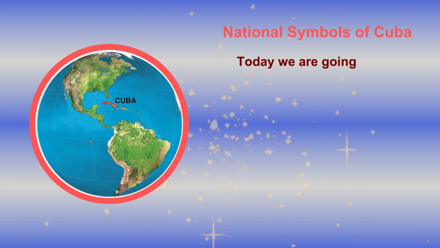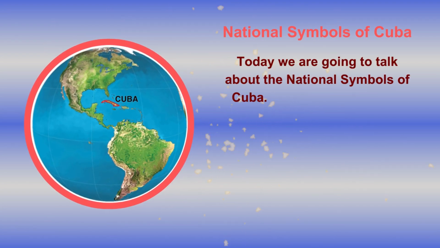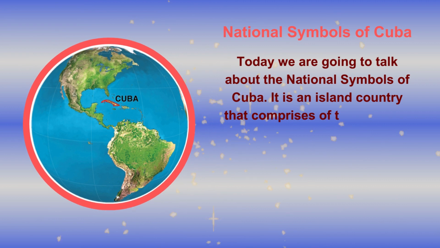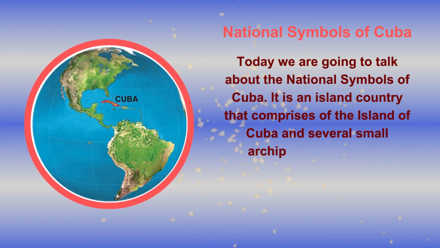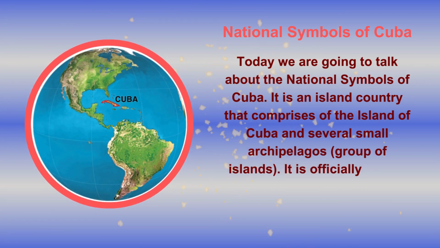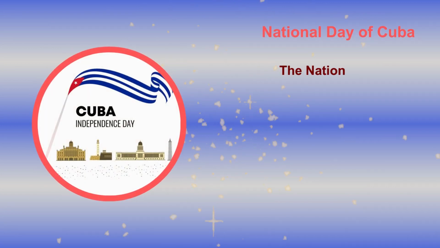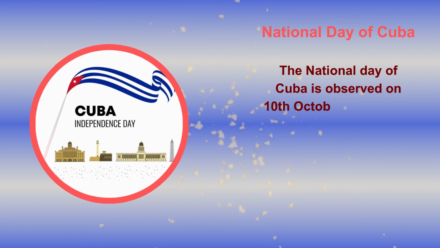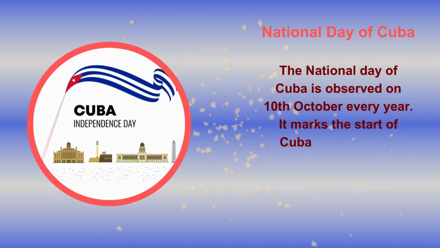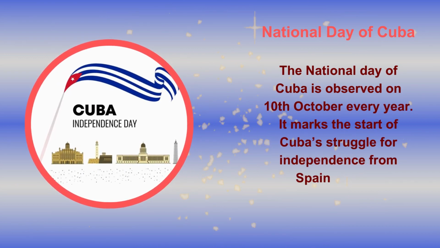Today we're going to talk about the national symbols of Cuba. It is an island country that comprises the island of Cuba and several small archipelagos, groups of islands. It is officially known as the Republic of Cuba. The National Day of Cuba is observed on 10th October every year. It marks the start of Cuba's struggle for independence from Spain in 1868.